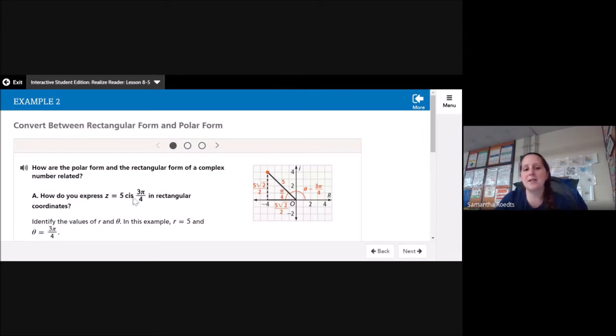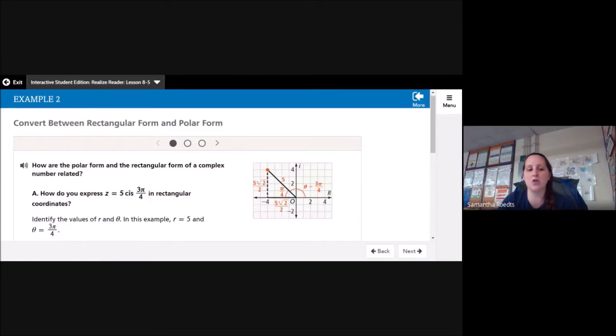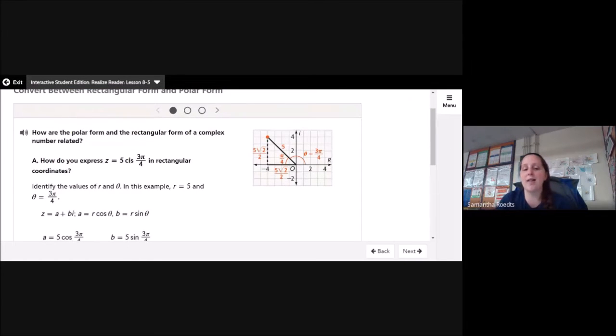So I have 5 cis 3 pi over 4. Remember that this is 5 cosine 3 pi over 4 plus i sine 3 pi over 4. So I'm going to go ahead and look at where 3 pi over 4 actually is on my graph. Here's pi over 4, 2 pi over 4, or pi over 2, and then 3 pi over 4 would put me in my second quadrant. So identify the values of r and theta. In this example, r equals 5 and theta equals 3 pi over 4.